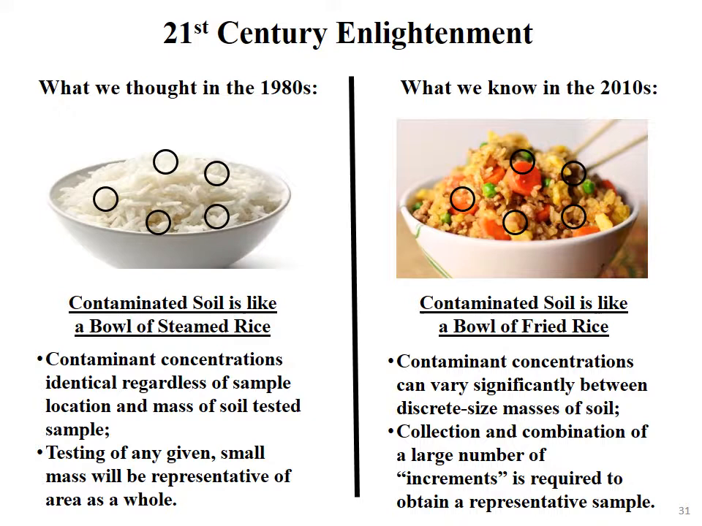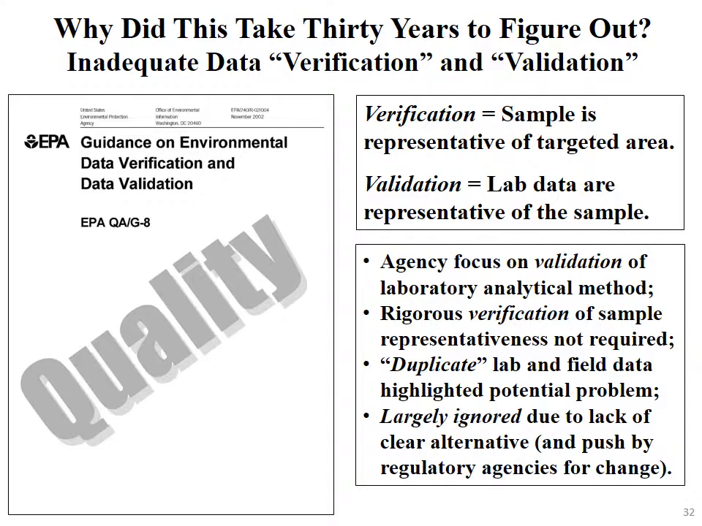So why did it take 30 years to figure out we're having problems with discrete samples? If you go back and look at some of the early guidance written in the 1990s, and this one's from early 2000, Guidance on Environmental Data Verification and Data Validation, it's pretty obvious that the section on validating the laboratory analytical method used and the precision of the laboratory test itself was very well written. It's very strong. And in the end, though, that became the main focus when we talk about data validation. The way we should be thinking of it, from a verification standpoint, instead of just verifying the samples were collected in accordance with the work plan, which is what they said here, the key point is to verify that the sample is representative of a targeted area. That's step number one.